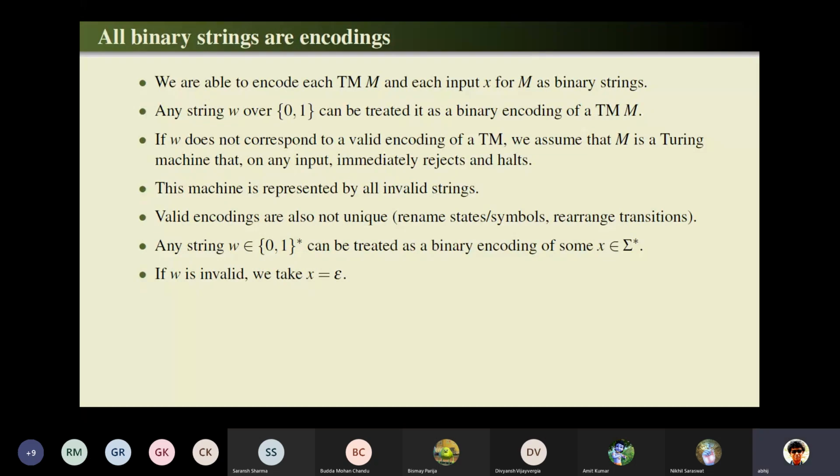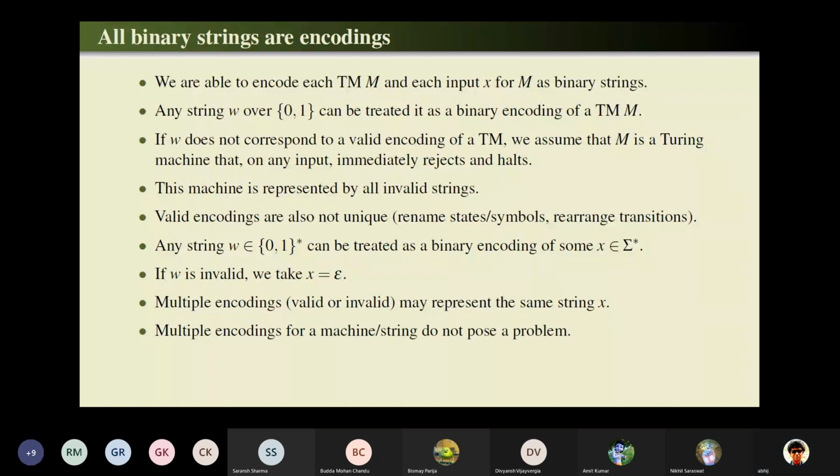So once again, any string for any machine can be encoded as a binary string. Conversely, any string can be thought of as the encoding of some string. Again, this is not necessarily unique. This will not matter. Multiple encodings, whether valid or invalid, may represent the same string X, and it doesn't really matter. Then the proof that we are going to see.